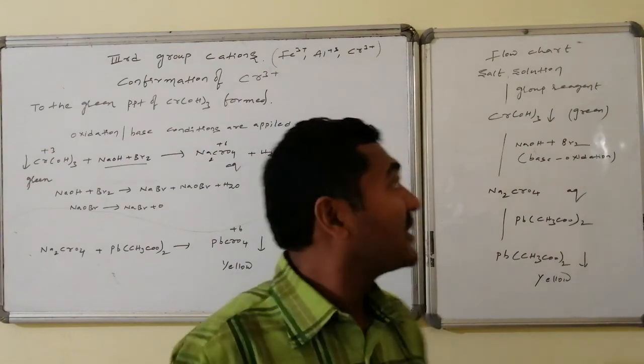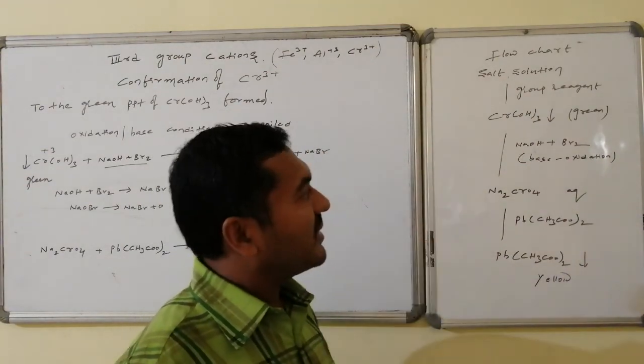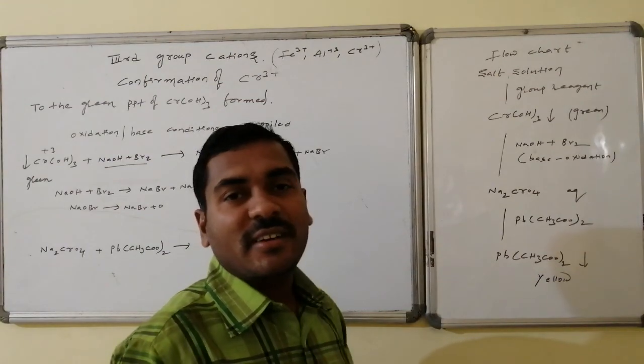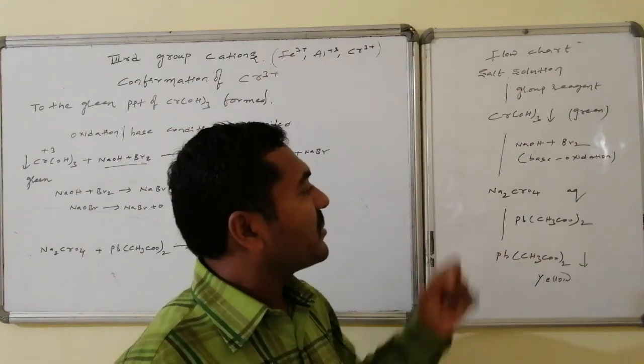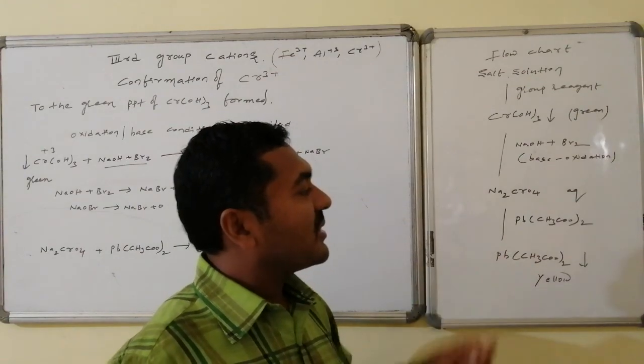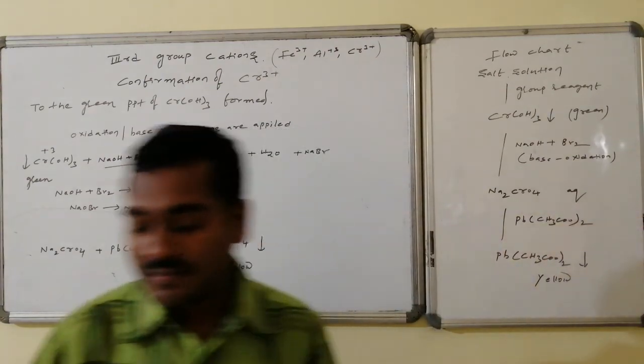The total flow chart is like this. Salt solution followed by the group reagent forms chromium hydroxide, a green color. Chromium hydroxide on reaction with sodium hydroxide followed by bromine gives sodium chromate aqueous solution. This sodium chromate on reaction with lead acetate forms lead chromate, that is a yellow color precipitate.